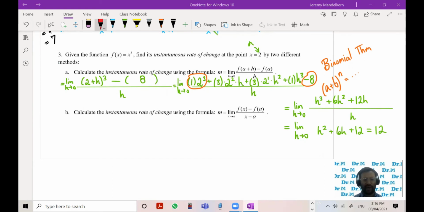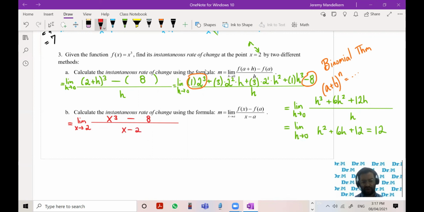Let's try this next one. It reads, calculate the instantaneous rate of change, but using this alternative formulation using a limit. So here we'll go ahead and write the limit as x goes to the a value, in this case 2. Observe that in the numerator, it's a little bit different. So we have f of x, which is nothing but x cubed, minus f of a, which is 2 cubed. So that's 8. And in the denominator, we have x minus a, or x minus 2.